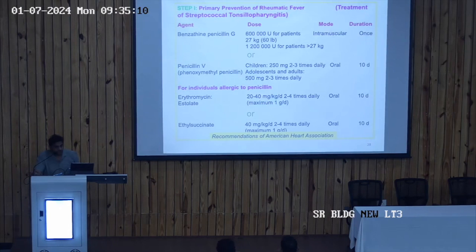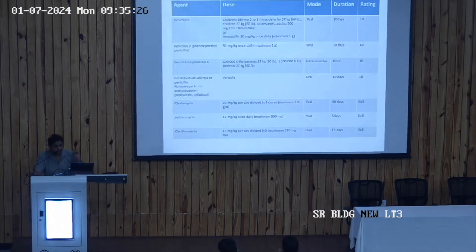For individuals allergic to penicillin, erythromycin can be used, but nowadays erythromycin is obsolete, so azithromycin or clarithromycin should be given. Erythromycin estolate causes cholestatic jaundice. Sulfadiazine can be given if the patient cannot tolerate others.